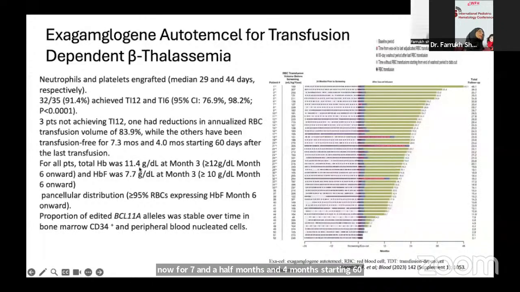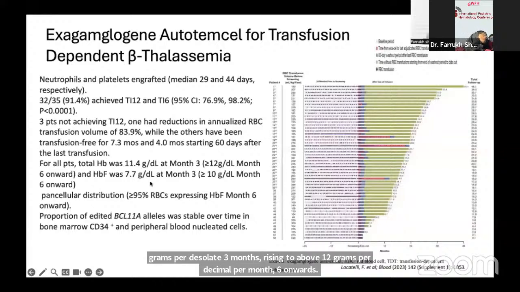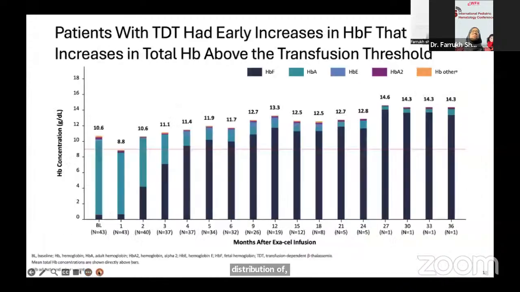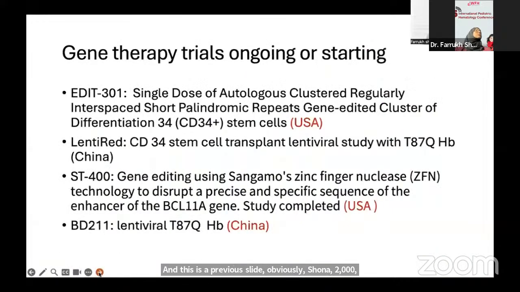For all patients, the total hemoglobin was about 11.4 grams per deciliter at 3 months, rising to above 12 grams per deciliter from month 6 onwards. And the hemoglobin F production is extremely good at 7.7 grams at 3 months, going up to 10 grams per litre from 6 months onwards. There's a pan-cellular distribution of hemoglobin F production across all of the cells. And this is a previous slide, obviously shown at EHA 2022, which shows the pan-cellular distribution of the hemoglobin F.